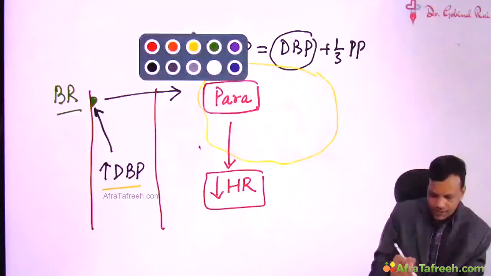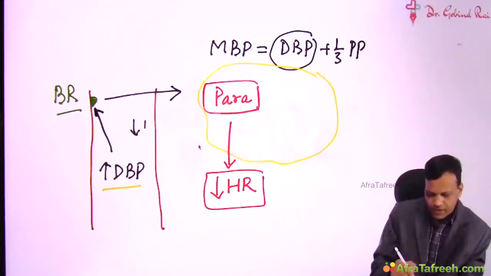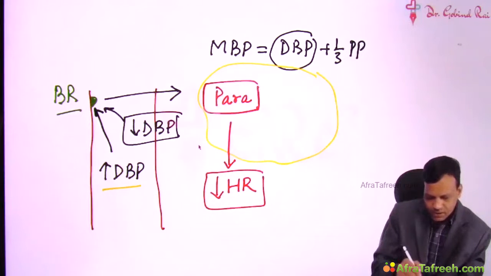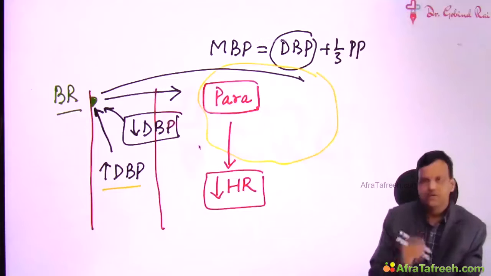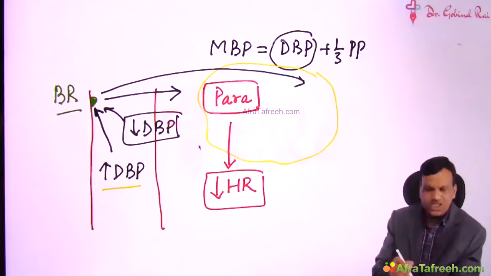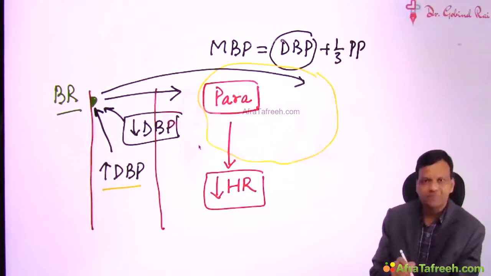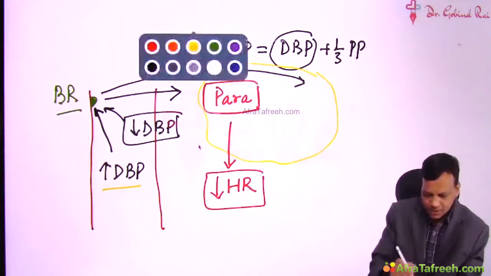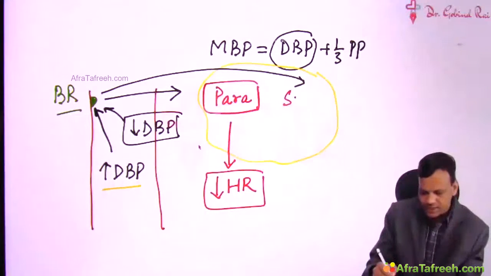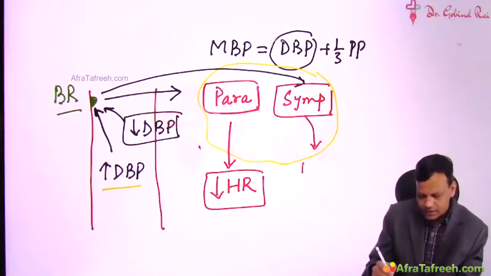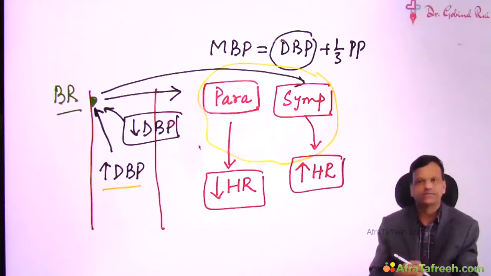Whenever diastolic BP decreases, again baroreceptors get the information. They pass the information to the CNS with the instruction that BP is low, kindly increase the BP. And for increasing the BP, the CNS will stimulate the sympathetic system. And when the sympathetic system is stimulated, the heart rate increases. So this is the indirect effect on heart rate.